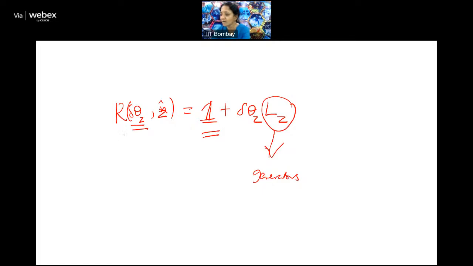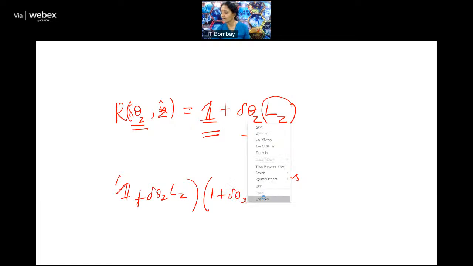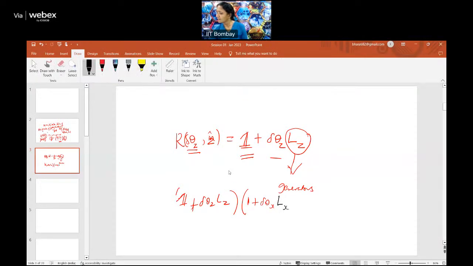Once you have this, you can study the properties of rotation by a small angle about the z-axis, rotation by a small angle about the x-axis, and you can do the reverse operation. I told you that if you do it about x followed by z, it's not the same as z followed by x. But for infinitesimal cases, if you keep only up to delta theta, it will be the same. So you keep it up to delta theta squared. Okay. So you will see that there will be an identity plus delta theta z, Lz. And then you will have 1 plus delta theta x, Lx.